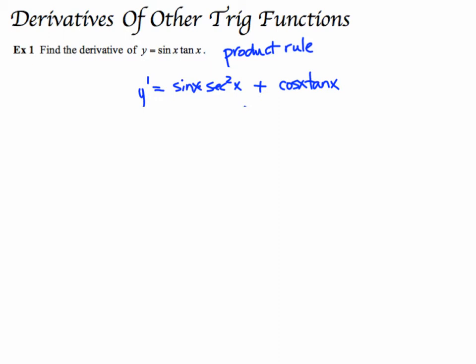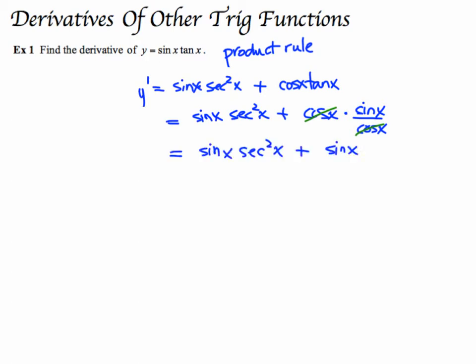Now in the next step I'm going to change tan x to sine and cosine, because as I look ahead, if I change tan x to sine x over cosine x, my cosine x will cancel. And then I'll remove a GCF of sine x from both terms, and I'm left with sine x times secant squared x plus 1 in brackets, and this is my final answer, because secant squared x plus 1 doesn't equal anything.